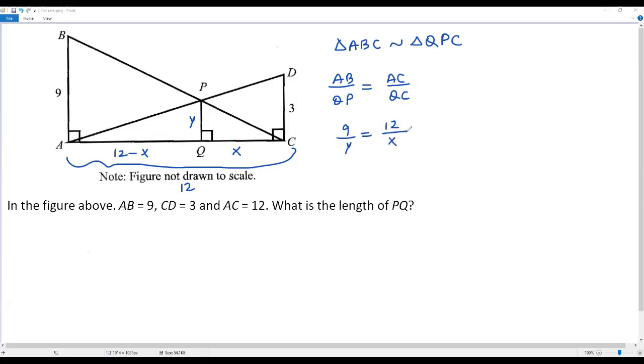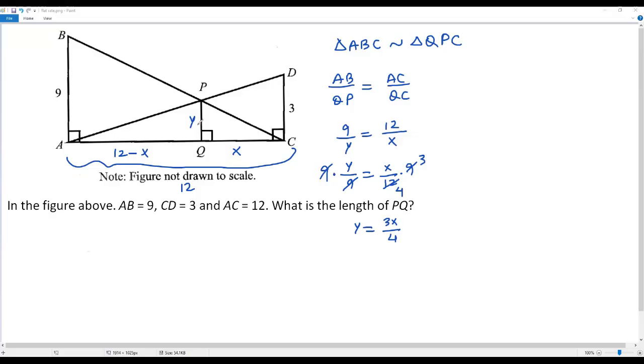Okay, now let me solve for Y in this equation. For that, I'm taking the reciprocal on both sides. When I take the reciprocal of 9 over Y, I get Y over 9. When I take the reciprocal of 12 over X, I get X over 12. Now, to solve for Y, I have to get rid of this denominator. For that, I multiply both sides by 9. When I do so, this 9 will cancel out. And here both 9 and 12 have the greatest common divisor 3. That is, 3 goes into 9 3 times, 3 goes into 12 4 times. I am getting Y equals 3 times X, that is 3X. In the denominator, we have 4.